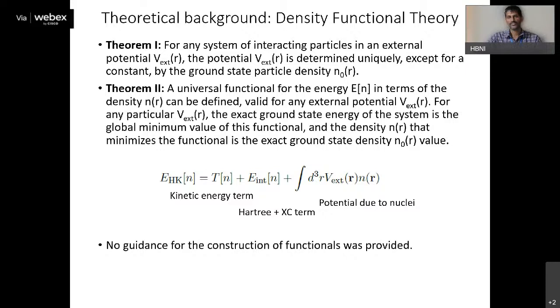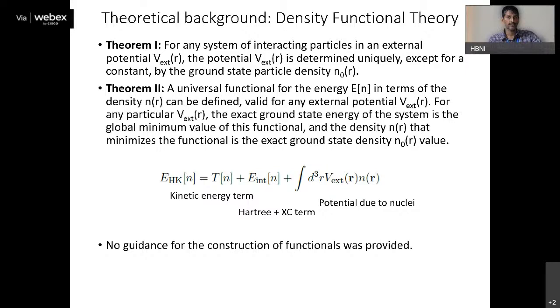So basically, they gave an energy functional, which is a function of density. And in the form of this functional, you have a kinetic energy term, then you have an internal energy, or you can say Hartree, that is the electron-electron energy, and an exchange correlation term. Then you have a potential energy term due to the external potential, or you can say the potential due to the nuclei.